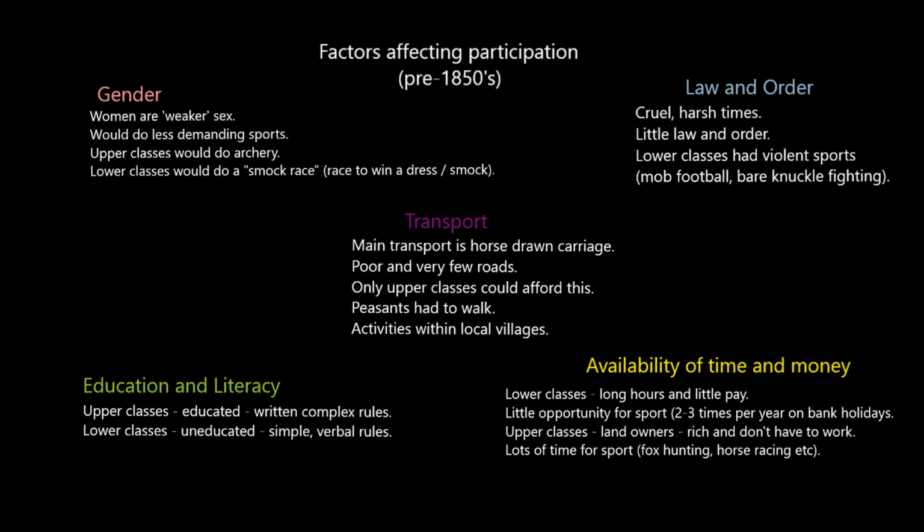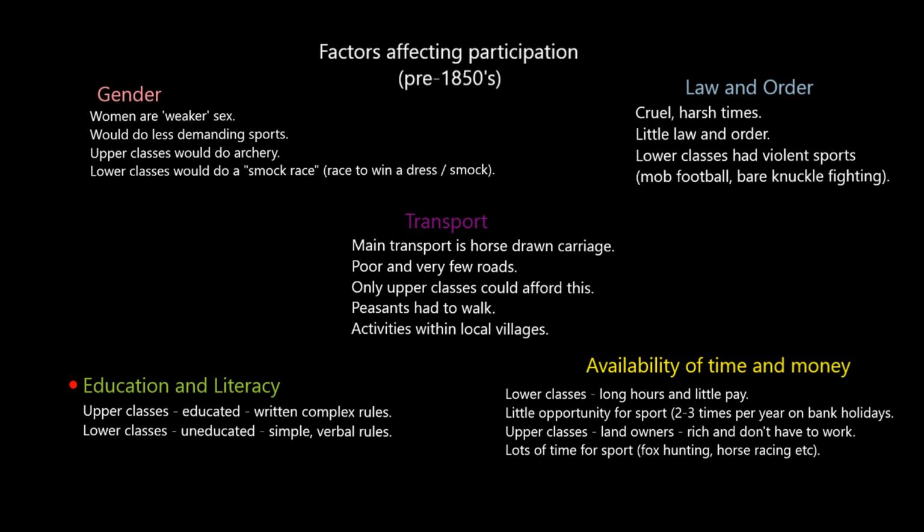We still had public executions and people would go down and watch them as a form of entertainment. There was very little law and order, and it was difficult to instill in people. So the lower class had violent sports, mob football, bare knuckle fighting, but the upper classes also had cockfighting, which was a violent sport, and fox hunting as well. So very little law and order, reflecting a cruel time, and the activities and sports played reflected that as well.